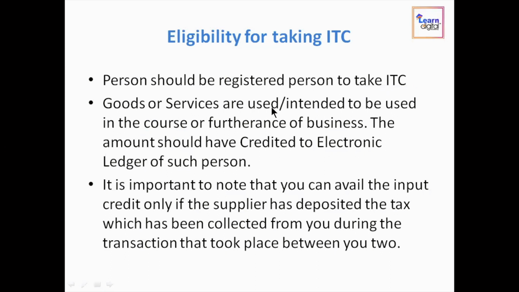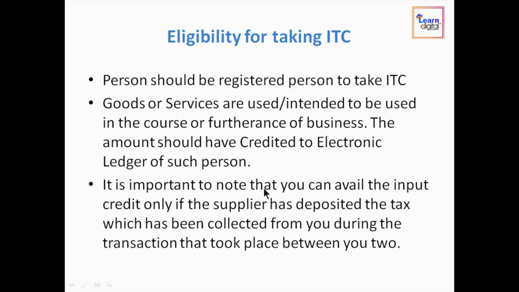Goods or services are used, or intended to be used, in the course of business or furtherance of the business. The goods purchased on which we are planning to claim ITC should be used for business purposes only, not for personal purposes. The amount should be credited to the electronic ledger of such person. It means for the goods which we have purchased, the amount should be paid to the supplier.